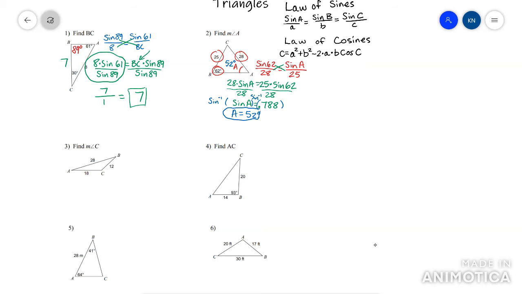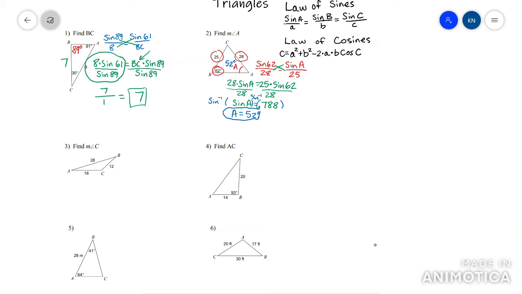Okay, this next one. They don't give me any angles at all. When that happens, I have no combination of an angle and its opposite side length. That means I cannot use law of sines. I would have to run law of cosines. So that's going to be my go-to.